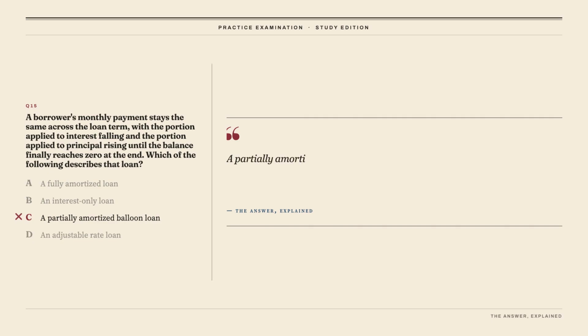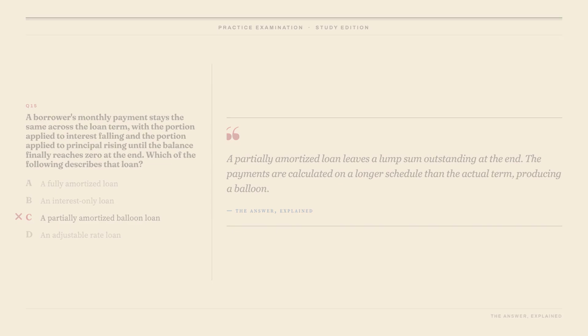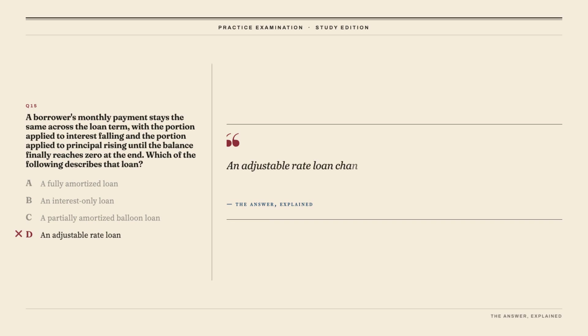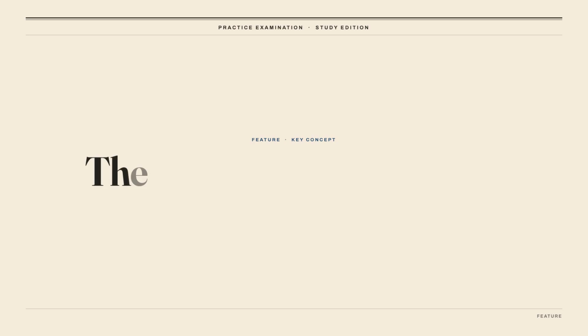C is wrong because a partially amortized loan leaves a lump sum outstanding at the end. The payments are calculated on a longer schedule than the actual term, producing a balloon. D is wrong because an adjustable rate loan changes its rate on a schedule tied to an index. Its payments do not stay level, which is the defining feature described here.